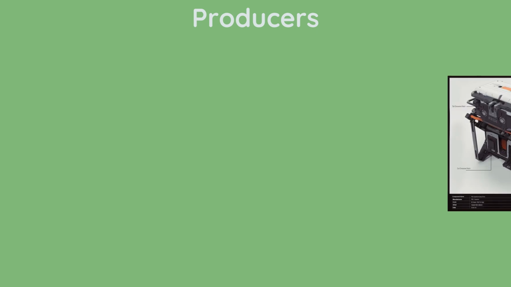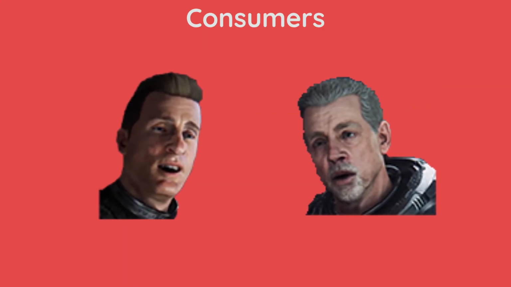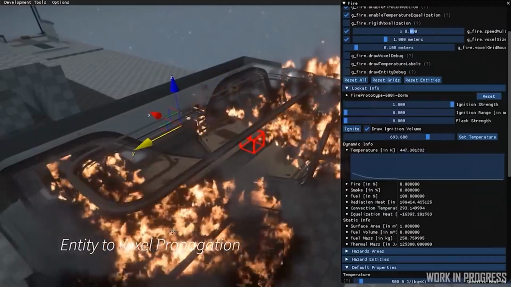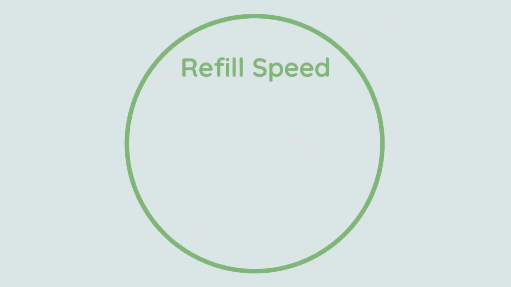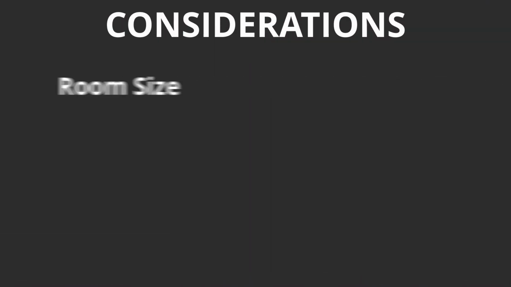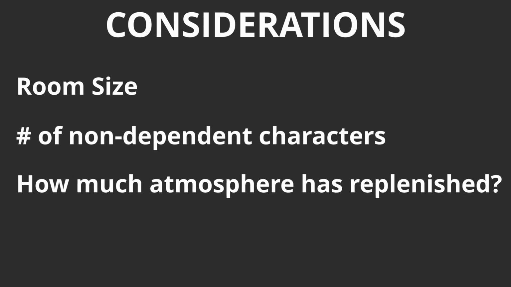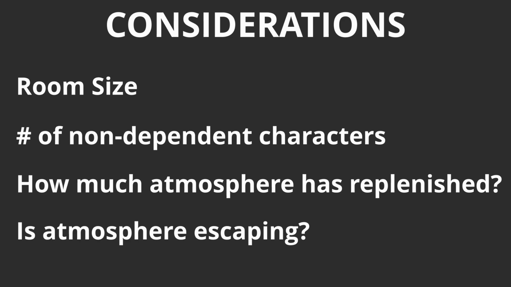As you can imagine, producers are your life support systems, while consumers are usually people, but can be other things like fires. But this wouldn't be a proper math equation without some complicated variables. While you need to keep in mind how many consumers there are versus producers and the statistics of those producers like refill speed, efficiency, or quality grade, you also need to consider the size of the room, whether characters are wearing their own power suits, when the room was sealed, or if there's even an open door.